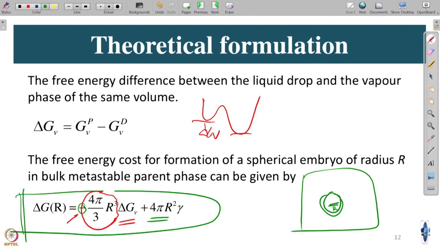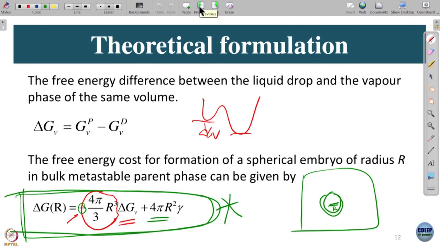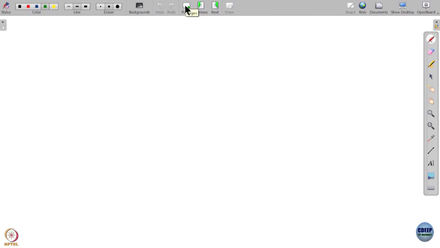So, in order to create a fluctuation of size r, this is the energy that I have to pay. This is the total energy cost, energy gain and energy loss. Now, what do I do? Okay, I go here and I ask for a new page. Okay, so let me now see delta G r.